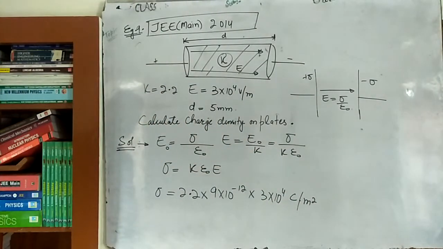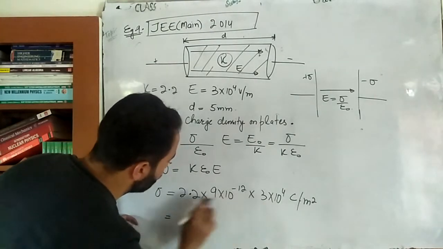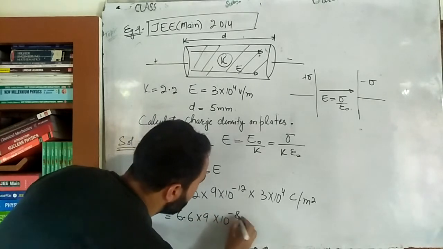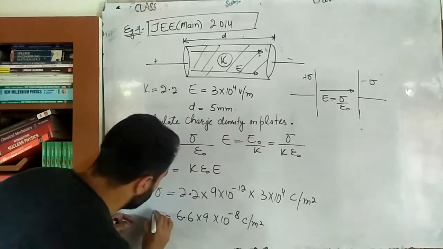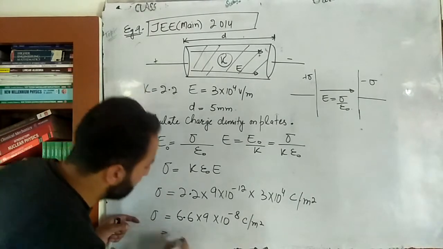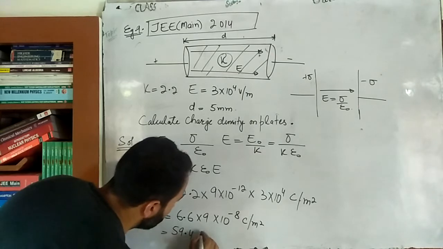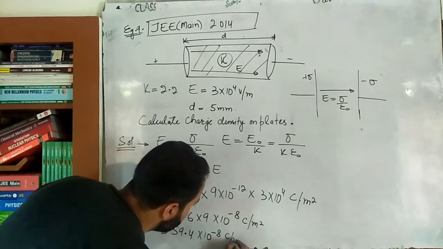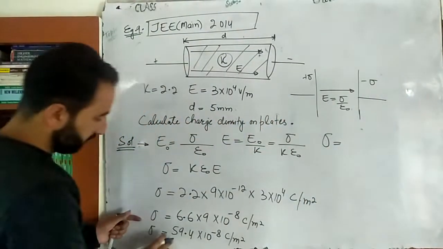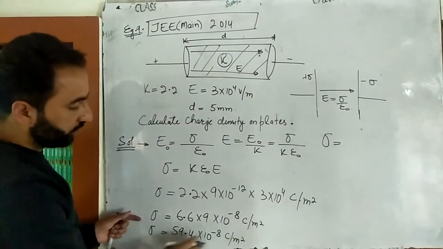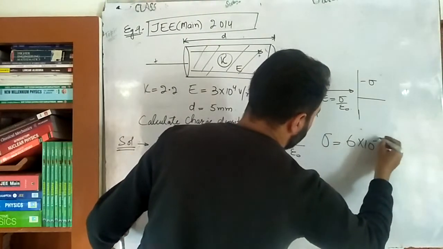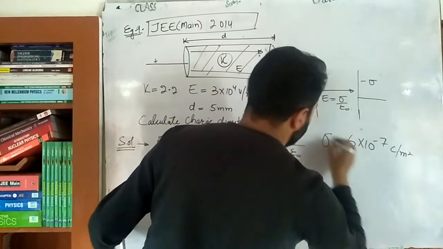Okay, now try to solve this. How much will it be? This will be 3 twos are 6, 3 twos are 6, so 6.6 multiplied by 9 into 10 raised to the power minus 8 coulomb per meter square. So this is sigma. Right? Now 9 sixes are 54, 54 plus 4 is 59, so it will be 59.4 into 10 raised to the power minus 8 coulomb per meter square. Or approximately you can write it like this. Sigma is finally equal to 59.4, you can write 5.94 into 10 raised to the power minus 7, or you can write it as 6. So the final answer is 6 into 10 raised to the power minus 7 coulomb per meter square. Yes, answer.